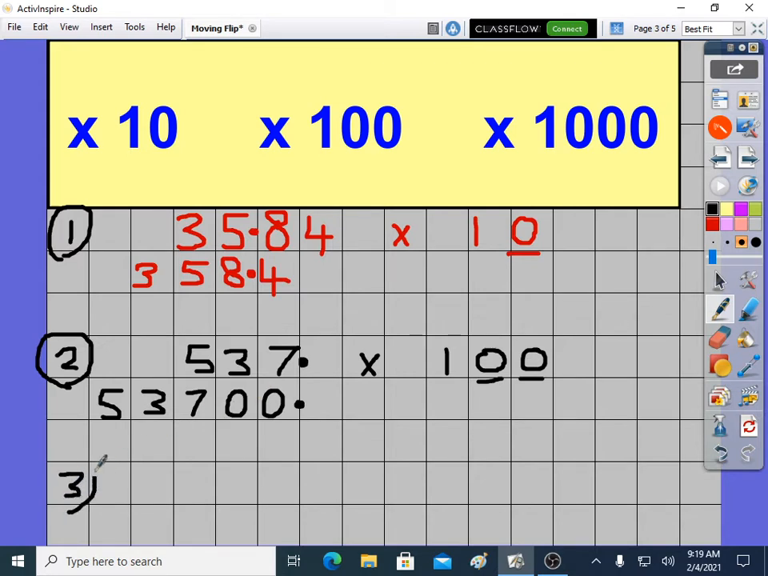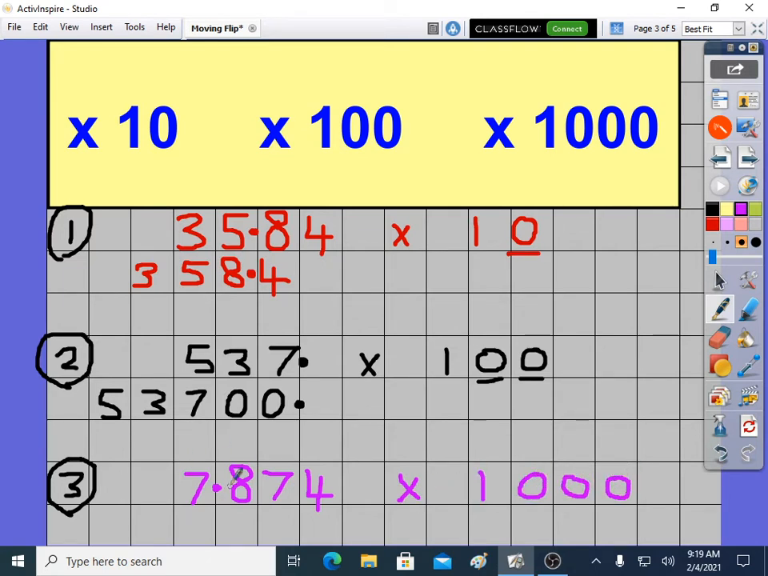Let's do question 3. We'll multiply something by 1,000 on the last one. Let's do purple. So we'll get a decimal back for these ones. The decimals are normally the hardest ones. So it already has a decimal point in it now. Remember, you can't have more than one decimal point in a number.